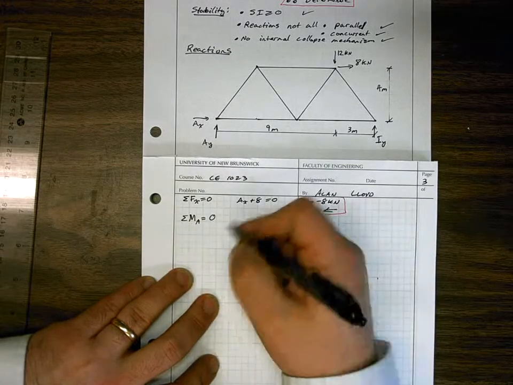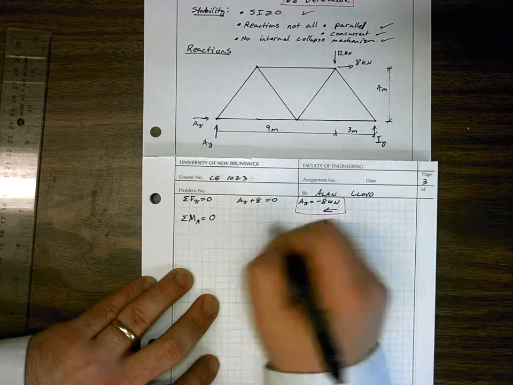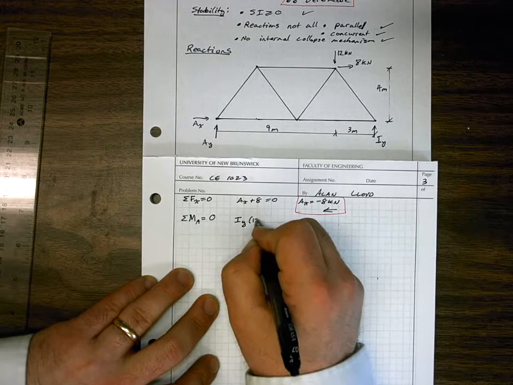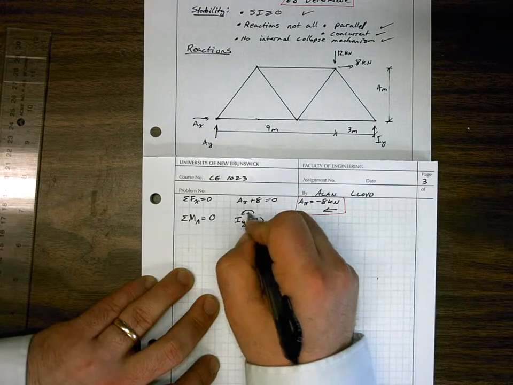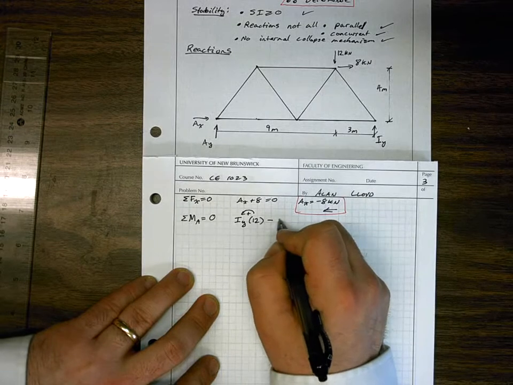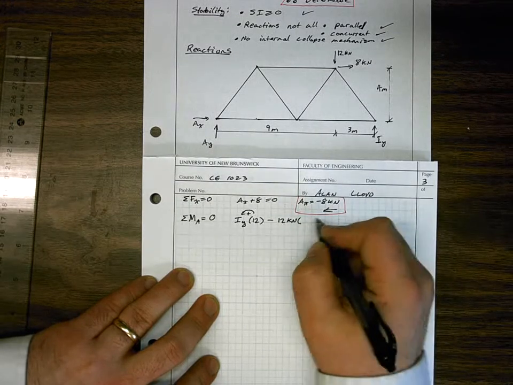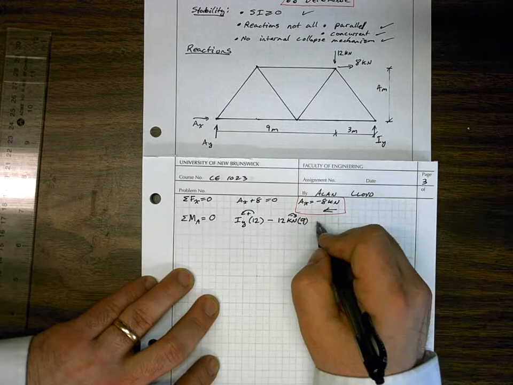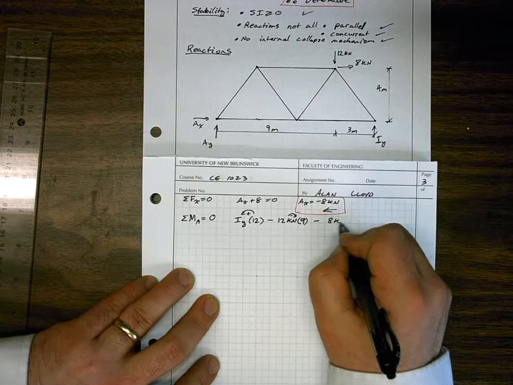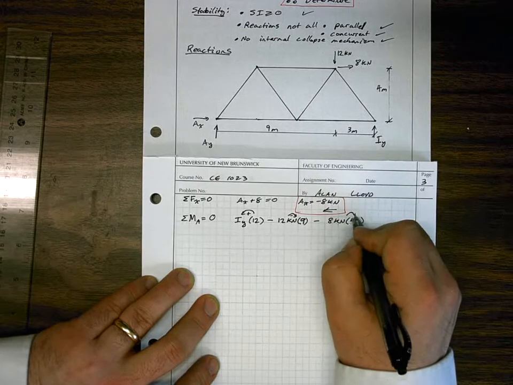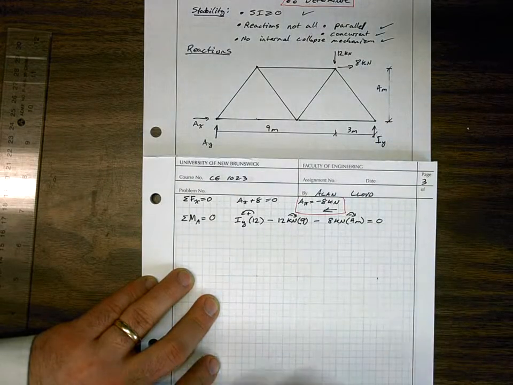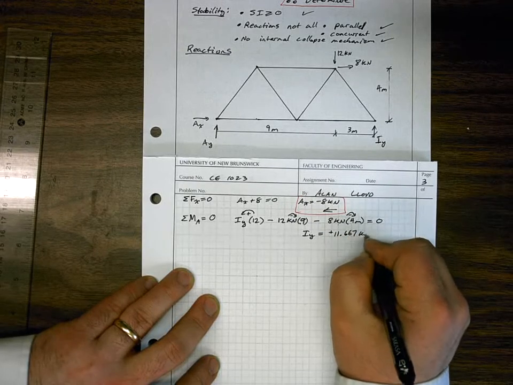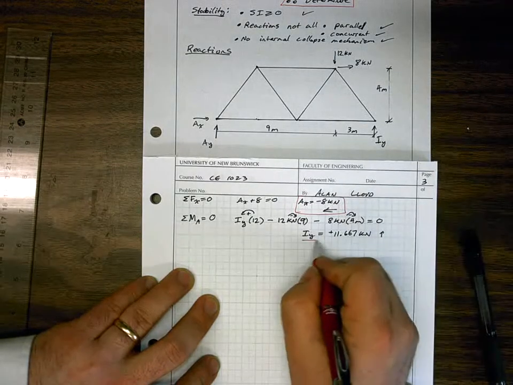So let's take sum of moments about point A and call that 0. That means that we have 2 or 3 forces contributing to the moment. We have IY times 12 meters, and this is rotating counterclockwise, which is positive. To that, we're subtracting 12 kilonewtons times 9 meters, which is rotating it clockwise, it's negative, and we're subtracting 8 kilonewtons times 4 meters, rotating it clockwise, and setting that equal to 0. This allows us to solve for IY is equal to positive 11.667 kilonewtons, which, since it's positive, is going in the direction we drew it, which is up.